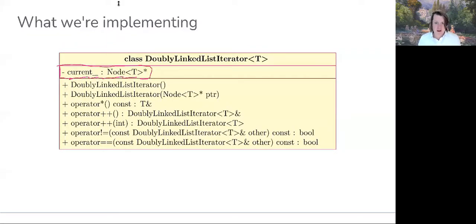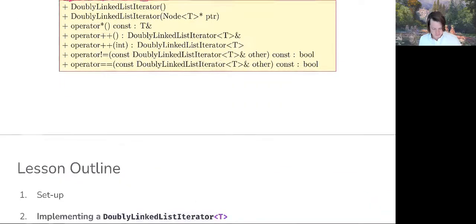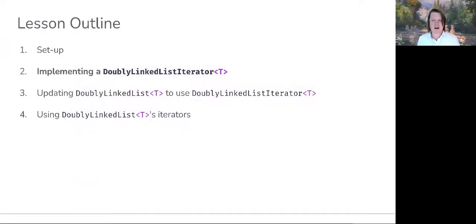We then have a default constructor, which would initialize current with the null pointer. We have a parameterized constructor, which would initialize current with the address stored in its parameter pointer. We're going to see here that we have the dereference operator, which we're going to provide an implementation for, both prefix and postfix increment operator, as well as both the operators to check equality as well as inequality. And with that, we'll go ahead and move on to the actual implementation of these behaviors.